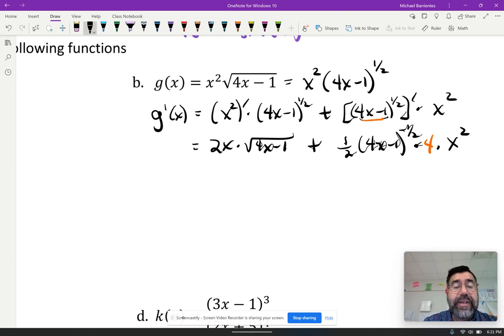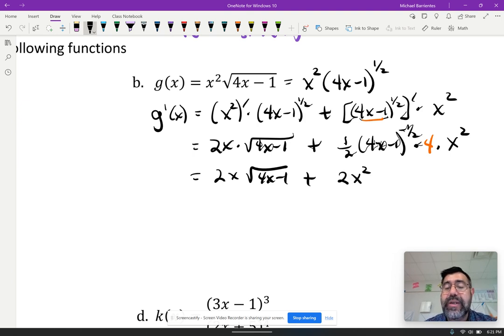Okay, so now this is what I have. Plus 1/2 of 4, that would be 2x squared. Oh, but I have a negative exponent. And negative exponents tell me to take a reciprocal. So then this is really 4x minus 1 to the positive 1/2, which is just the square root of 4x minus 1. This could be my answer.